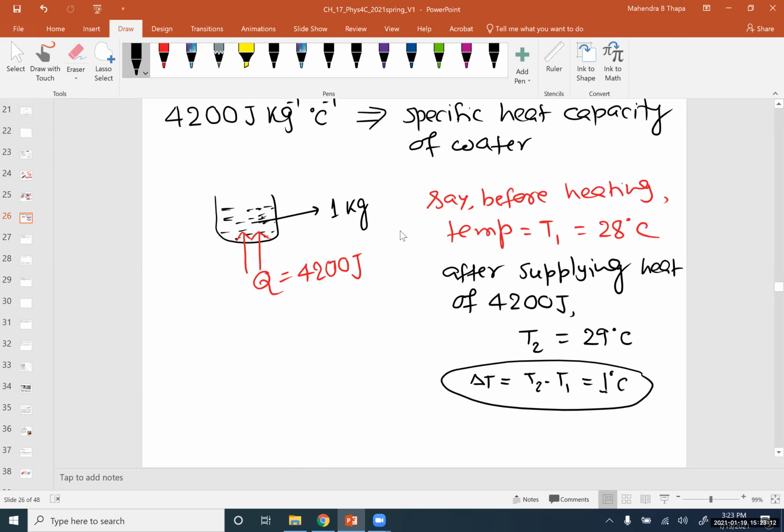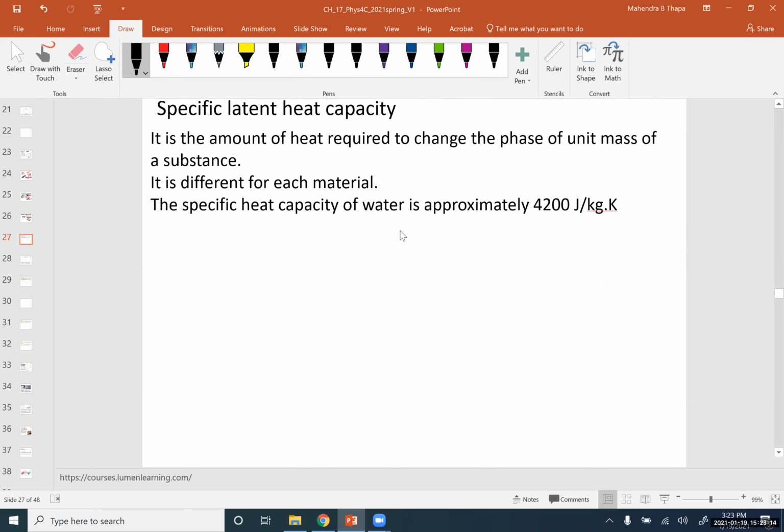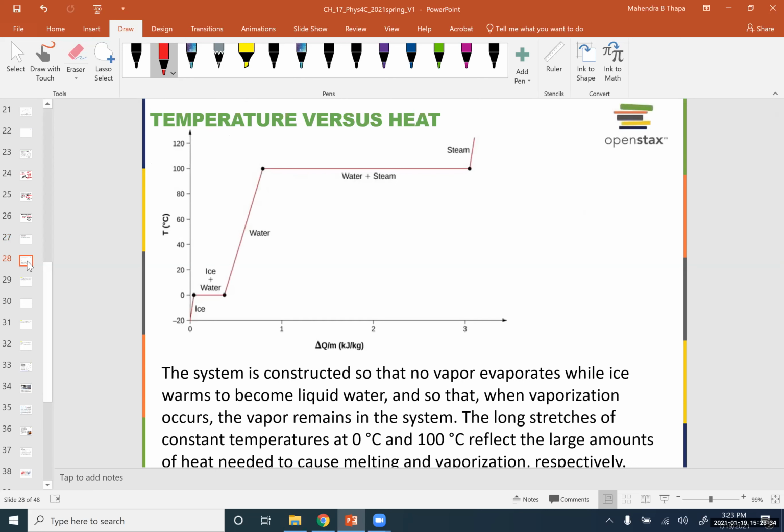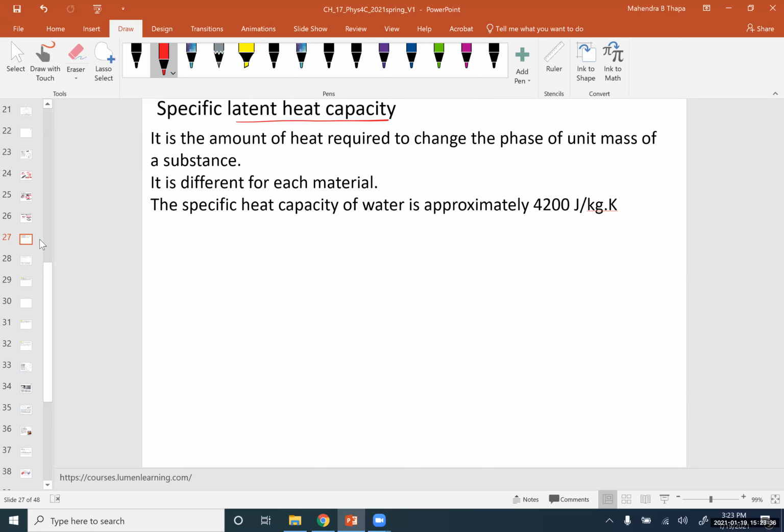Next, we'll go to the specific latent heat capacity. We generally use "specific" to indicate the term of one. So is the latent heat. You know, latent means hidden. So let's start with an example.